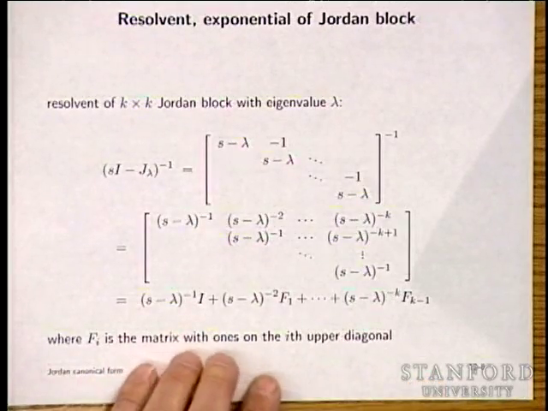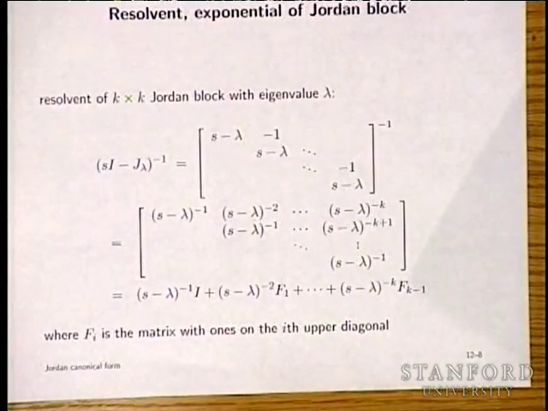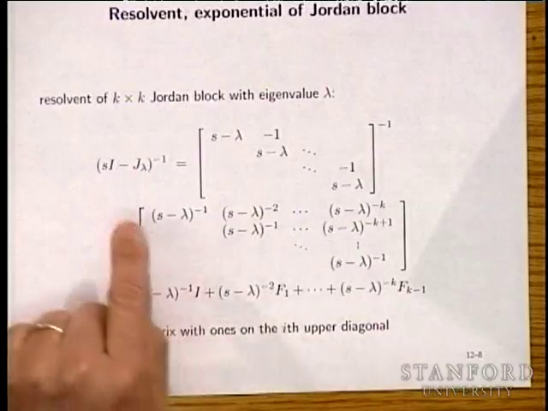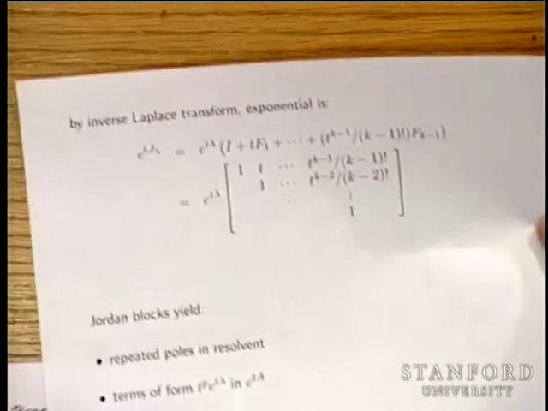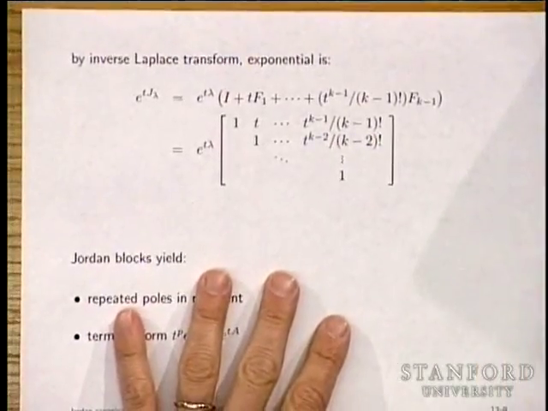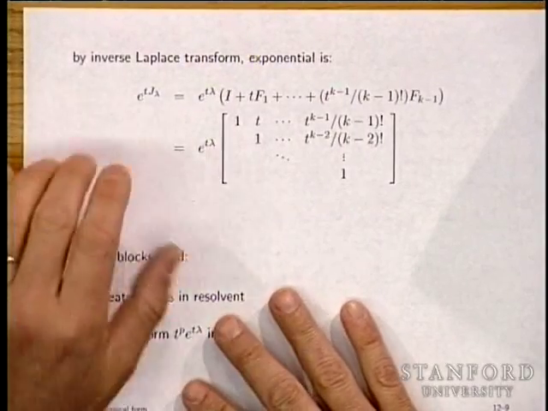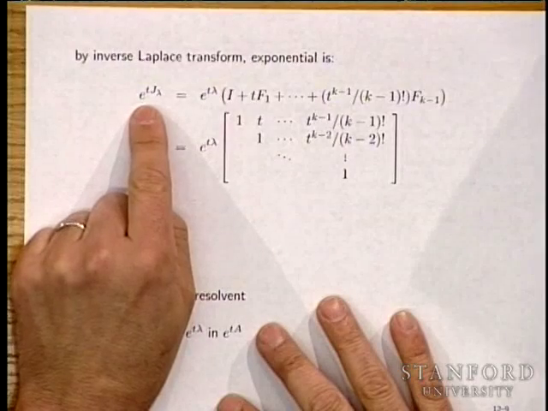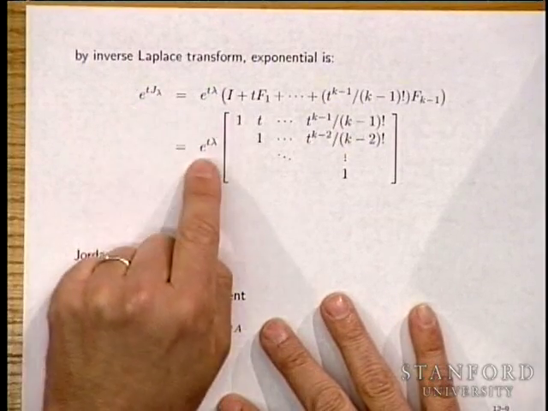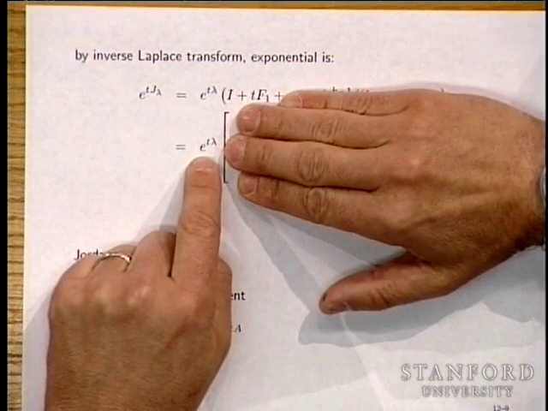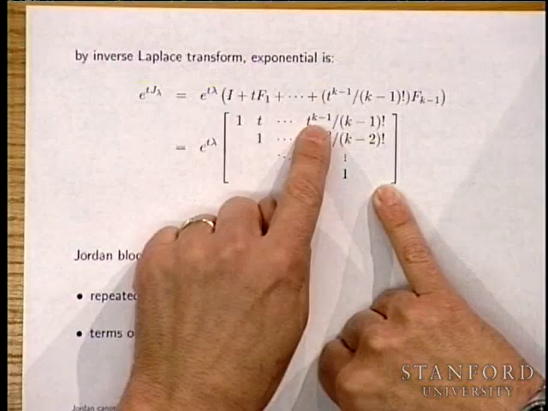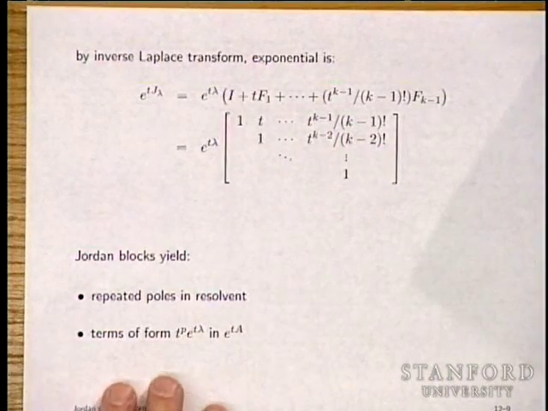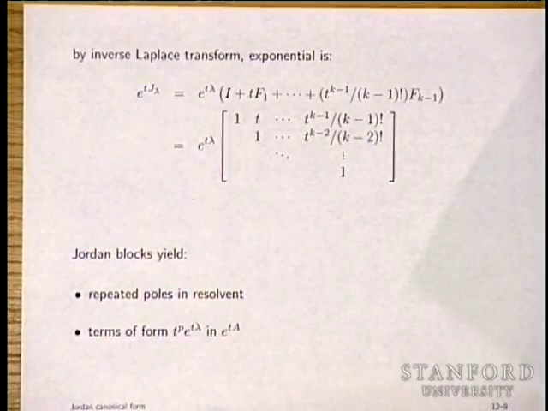So it turns out that repeated poles in the resolvent are going to correspond to Jordan blocks. You can work out the Laplace transform, and this will at least give you part of the idea about what the meaning of these things is. When you work out the exponential of a Jordan block, sure enough, you've got this e to the t lambda part. We're hardly surprised to see that. But now you can see what a Jordan block does. It gives you polynomials.